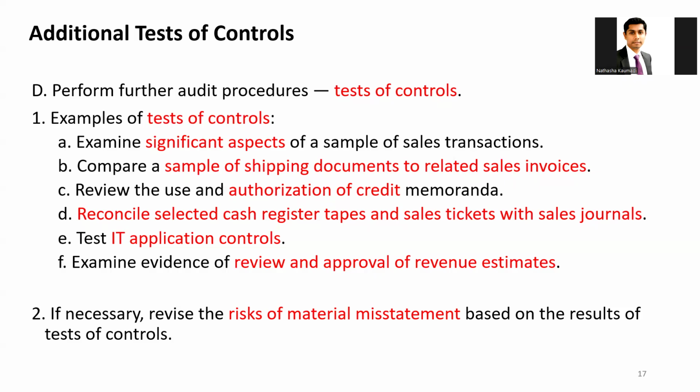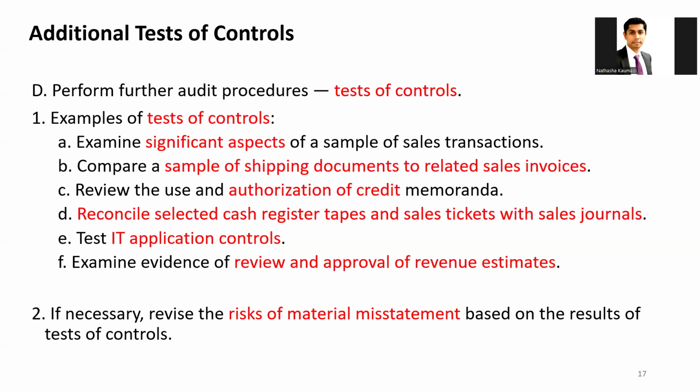And examine evidence of review and approval of revenue estimates. If they have done some revenue estimates, now you are trying to see whether they have taken the approvals, whether someone has reviewed. Let's say a sales executive or junior sales executive has computed the estimation, but whether someone has actually reviewed it. That is the internal control. So you are going to see whether someone has actually reviewed that one. That is the test of control. So these are some examples for test of controls.